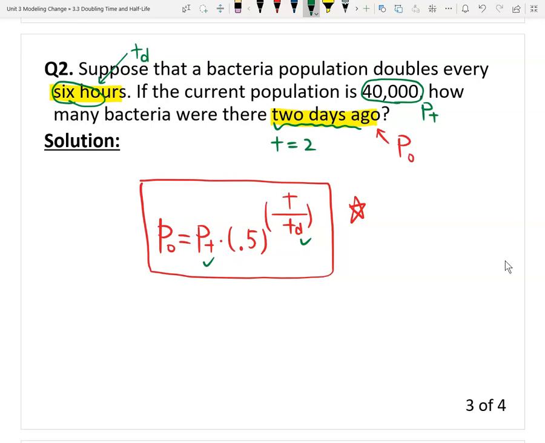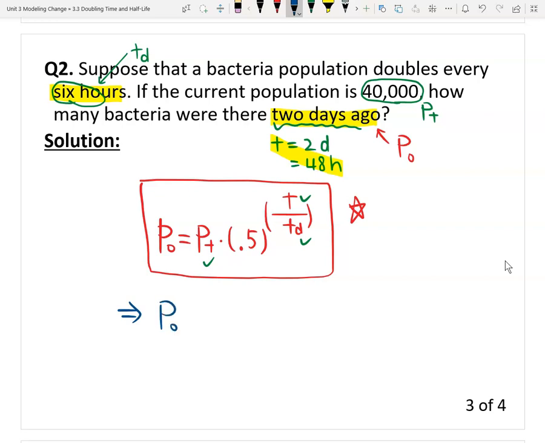See, T equals 2 days. We do need to change it into hours. How many hours? 48 hours. Let me highlight. Okay, so for T, we use 48 hours. So we look at it, all the parameters we have, right? Now, we plug all the values into the formula to calculate.